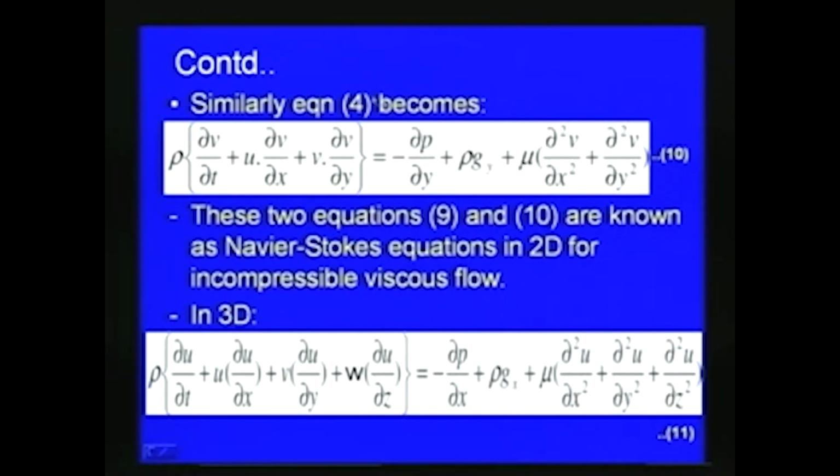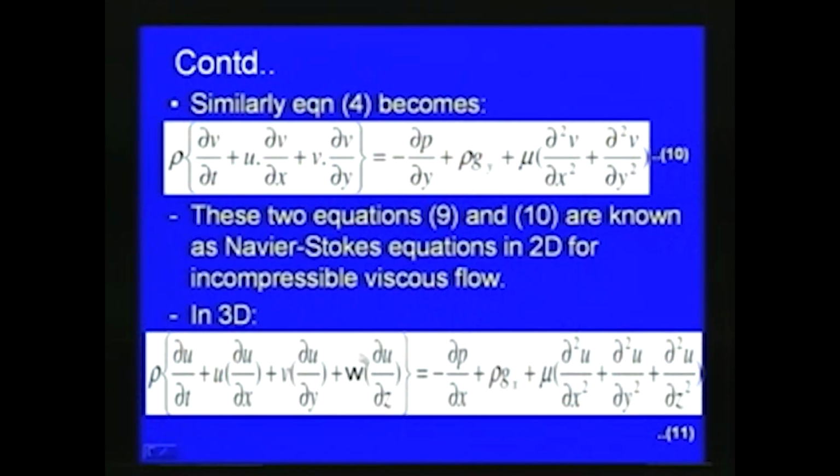Similarly, for equation 4 in the y direction, we can write ρ(∂v/∂t plus u ∂v/∂x plus v ∂v/∂y) equals minus ∂p/∂y plus ρgy plus μ(∂²v/∂x² plus ∂²v/∂y²), as in equation number 10. So, for 2 dimensional problems, these equations 9 and 10, which we derived based upon Newton's second law, are called the Navier-Stokes equations for incompressible viscous flow. Here we have demonstrated the case for 2 dimensions.